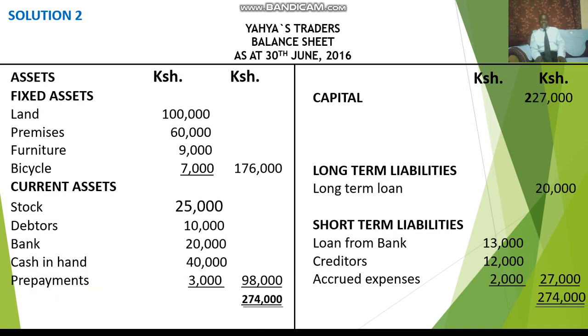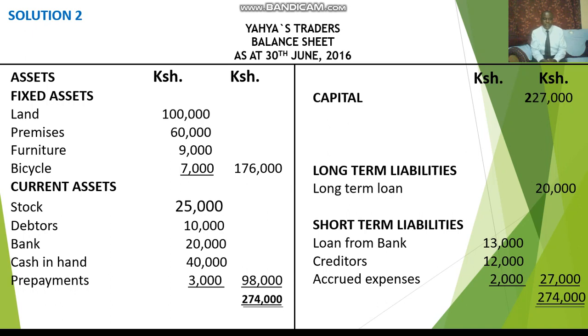We shall make a balance sheet as below. It must be T-shaped in nature. You see it is T-shaped. It must have a heading. The heading is Yahiya's Traders Balance Sheet as of 30th June 2016. The assets, which are fixed assets and current assets, are on the left-hand side, and then the capital and the liabilities are on the right-hand side.